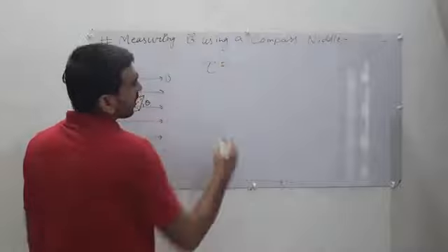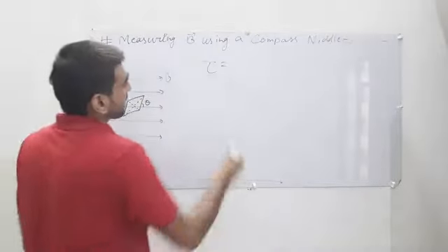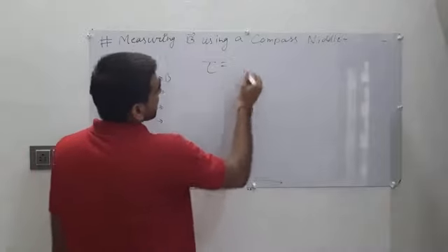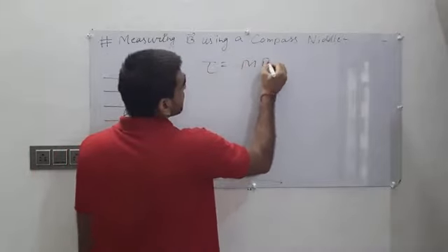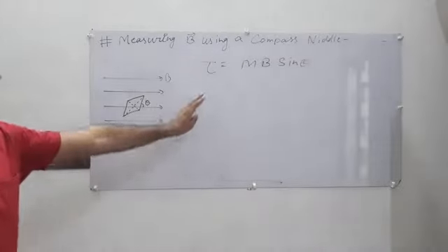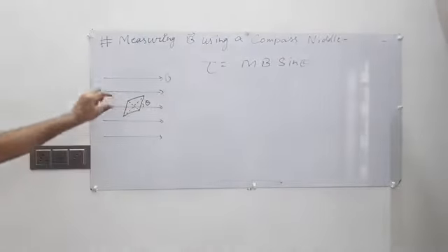So what is the value of torque? The value of torque, already mentioned in the previous topic, is m into b into sin theta. This is the value of torque due to the magnetic field on this compass needle.